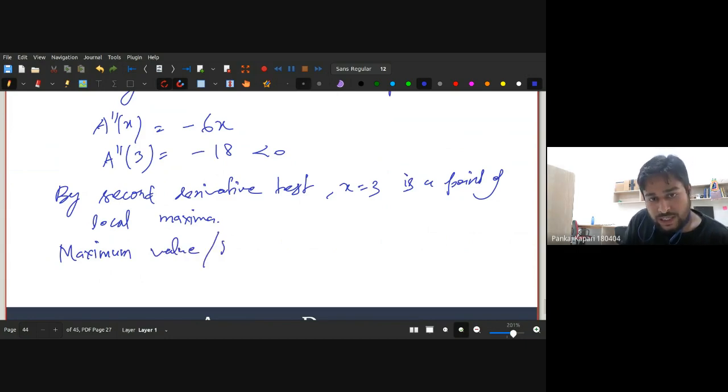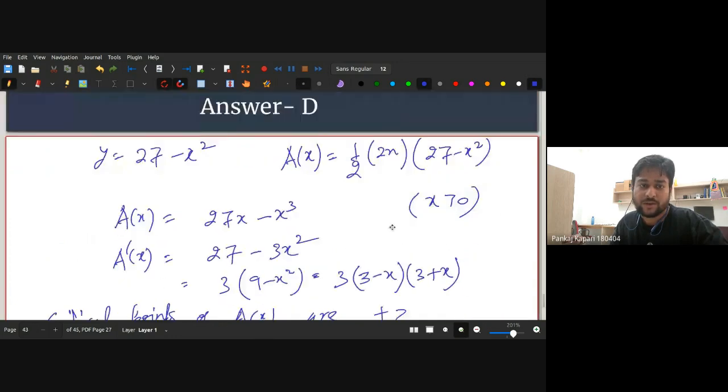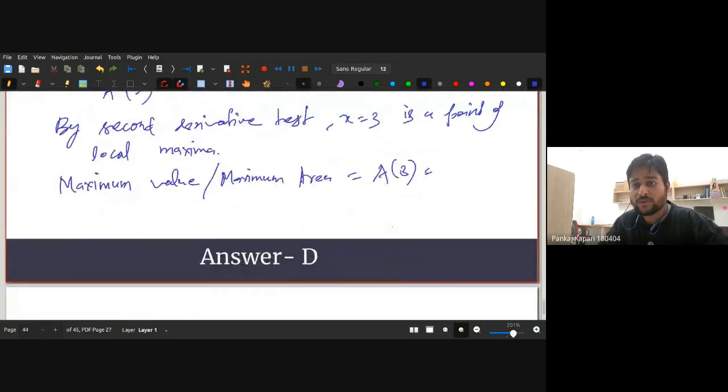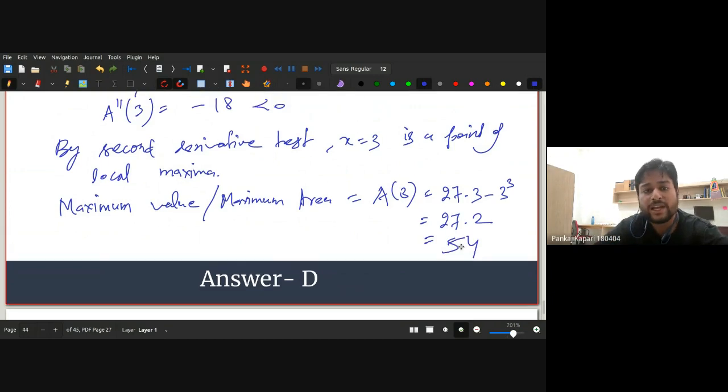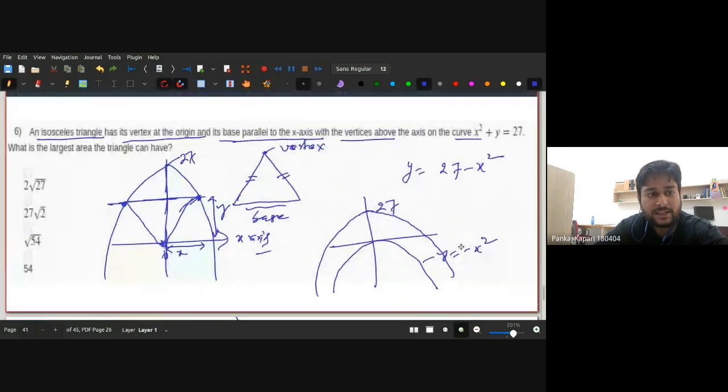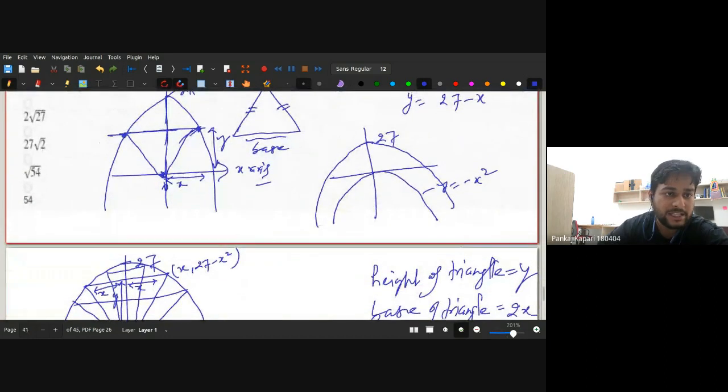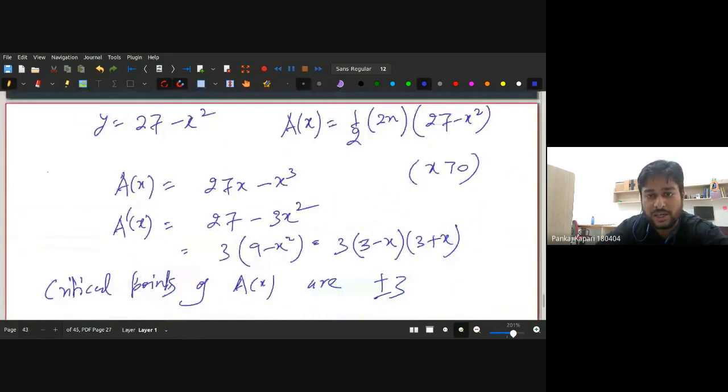And what is the maximum value? The maximum value is basically the maximum area, because the value is the functional value and the function is the area. This is equal to A of 3. What is A of 3? The A function was 27x minus x cube. So 27 into 3 minus 3 cube. What is 3 cube? It is 27, right? So take 27 common, multiply by 2, you will have 54. So the maximum area is 54, for a triangle with base 6. The last option is correct.